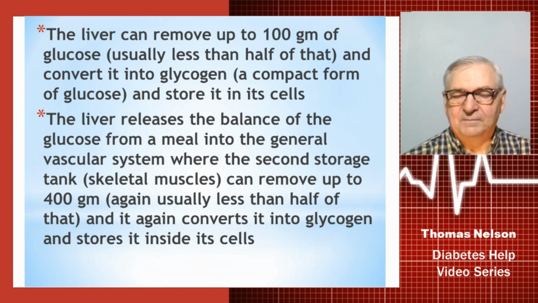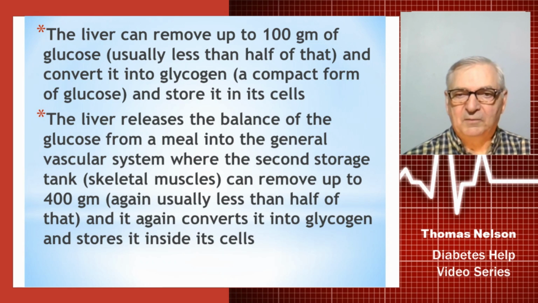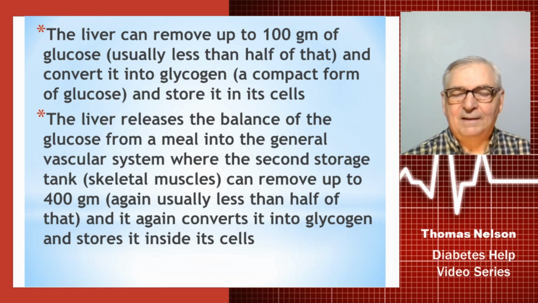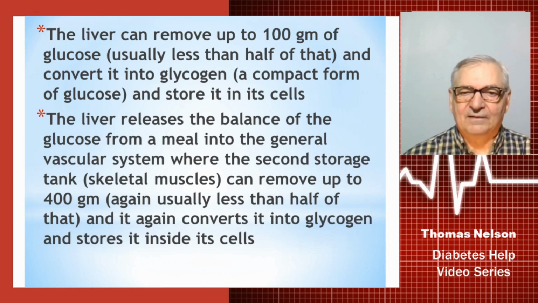So your liver then releases the balance of whatever came from your digested meal into the general bloodstream. And then the vascular system will carry it to the second storage tank, which is your skeletal muscles. Now that's a much larger tank because you have a massive amount of skeletal muscle. But it can remove up to 400 grams of glucose, which again is usually less than half of that. And again, it converts it into glycogen and it stores it inside of the cells.